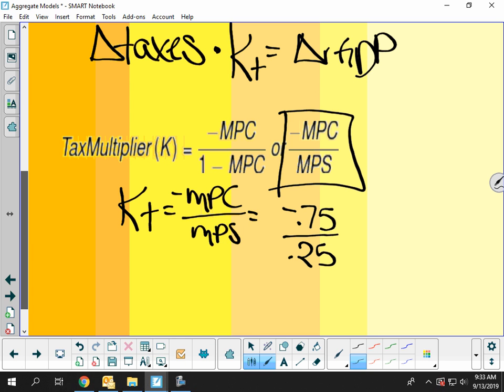Okay. How can you figure out negative 0.75 divided by 0.25? What's one way that you can figure it out? How many quarters go in 3 quarters? How many quarters go in 75 cents? 3. Oh, don't forget something though. Negative 3. How else could you have done that?